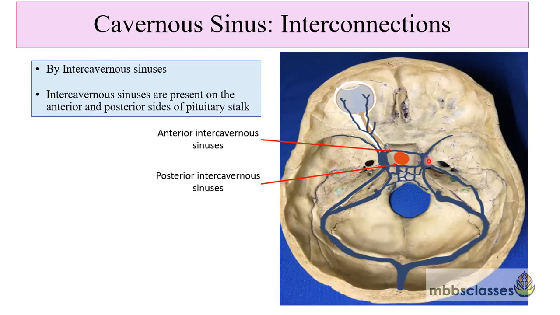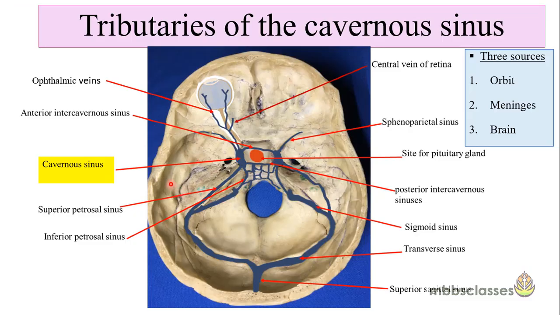So these are the two cavernous sinuses, and they are interlinked with each other by the anterior intercavernous sinus and the posterior intercavernous sinus. The anterior intercavernous sinus passes anterior to the pituitary gland. The posterior intercavernous sinus passes posterior to the pituitary stalk. Now let us see the tributaries of the cavernous sinus. The cavernous sinus receives blood from three sources. First is the orbit, next is the meninges, and third is the brain.